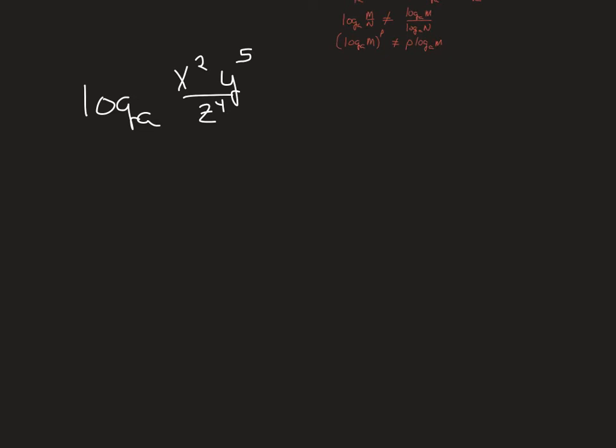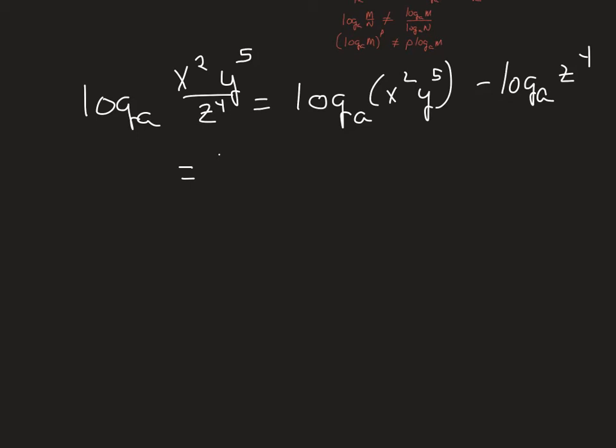Well, remember, division means we're going to subtract, multiplication means we add. So if we break this up, I'll just do it in stages. This becomes the log base a of x squared y to the fifth minus the log base a of z to the fourth. Well, we can expand some more. This is the log base a of x squared plus the log base a of y to the fifth minus the log base a of z to the fourth.